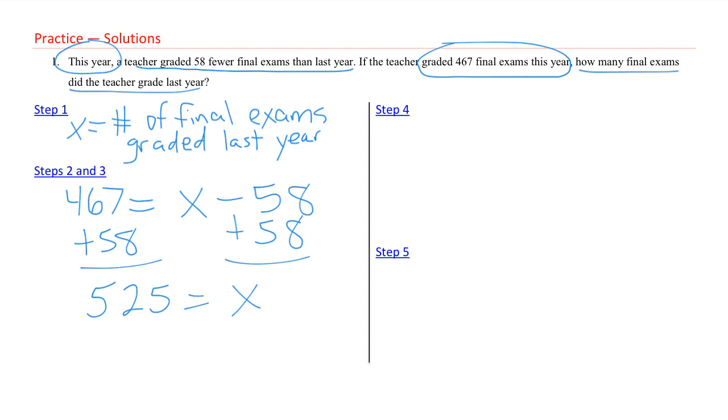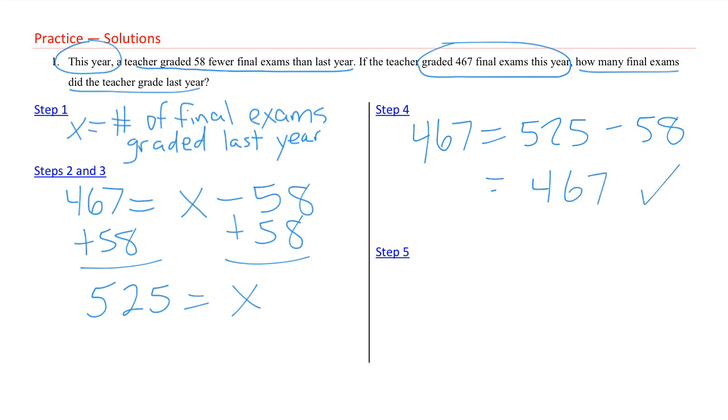Now that we have a solution, it's time for us to check that solution. So we're going to write our original equation down. 467 equals, we'll go ahead and replace x with 525 and do the math. Turns out 525 minus 58 really does make 467, so we feel good about our answer.